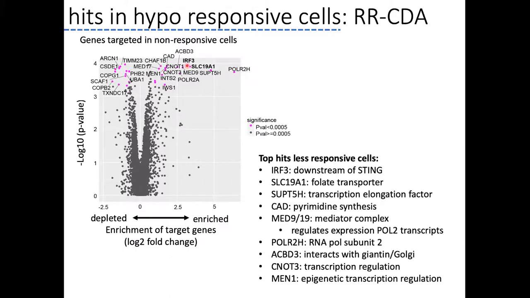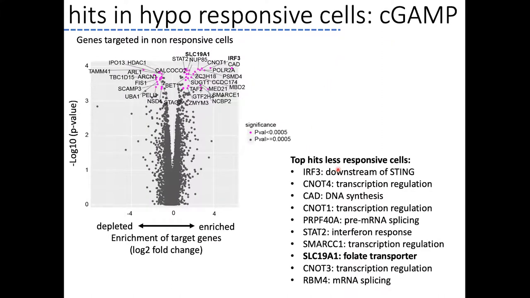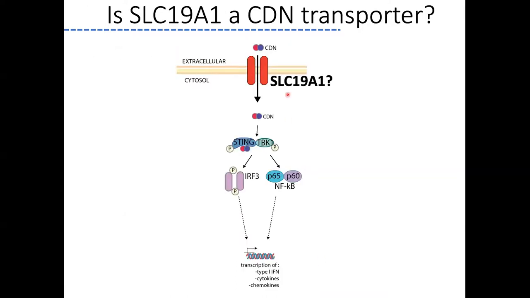Then we looked at the top 10 of the hit list, and we were looking for a transporter. Indeed the second hit is this transporter called SLC19A1, which is known as a folate transporter. So we repeated this screen, this time not with the synthetic cyclic dinucleotide, but with cGAMP. Again, IRF3 is our top hit, directly downstream of STING and upstream of the reporter. But again, this folate transporter SLC19A1 seems to be a major hit. So we were wondering, is SLC19A1 also a CDN transporter?